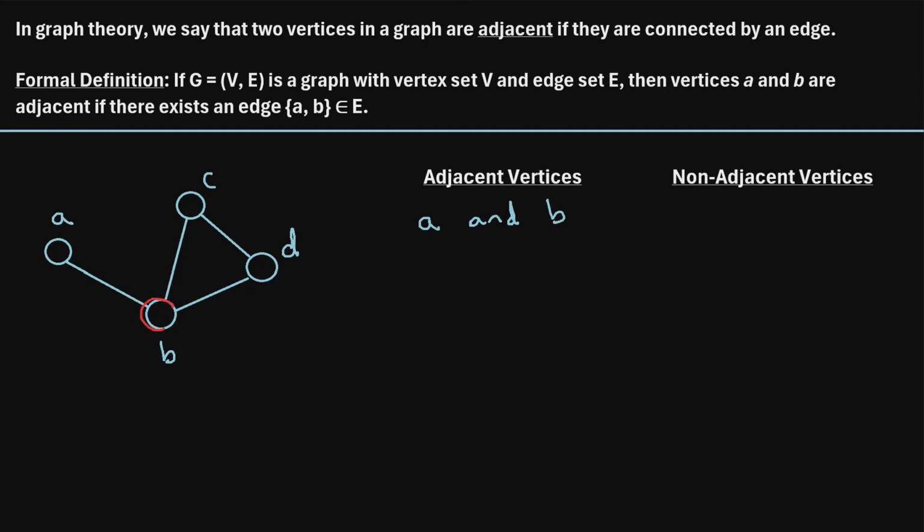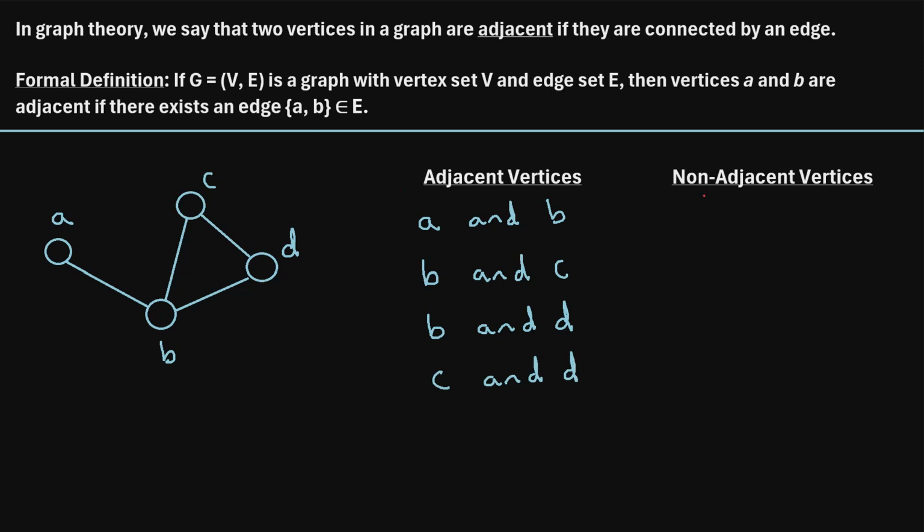Next, we can see that vertex B and vertex C are also connected by an edge. So B and C are also adjacent. And then we can see that vertex B and vertex D are also connected by an edge. So B and D are adjacent. And then lastly, we can see that vertex C and vertex D are also connected by an edge. So they are also adjacent to each other. So those are all of our pairs of adjacent vertices.